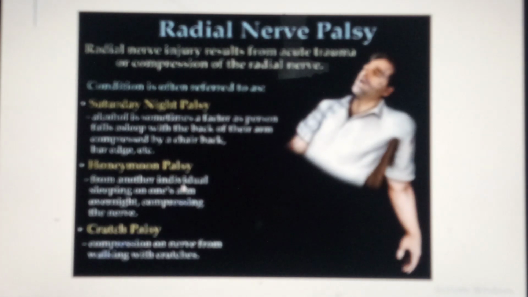If it is injured in the spiral groove, normally we call it Saturday night palsy. If someone gets drunk and then rests the arm on a chair, it could happen like that. The posterior aspect of the arm on a chair could happen like that. Also, if you go on honeymoon, and a lady lies on the arm of the man in a lying position this way, then the radial nerve could be compressed in the axilla.